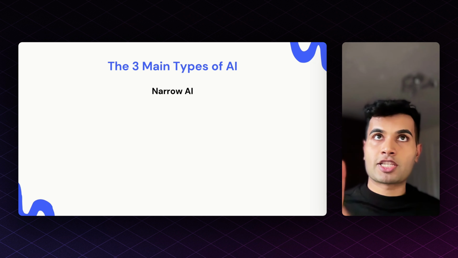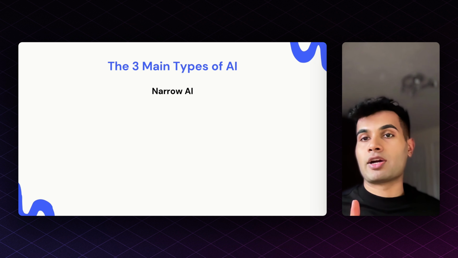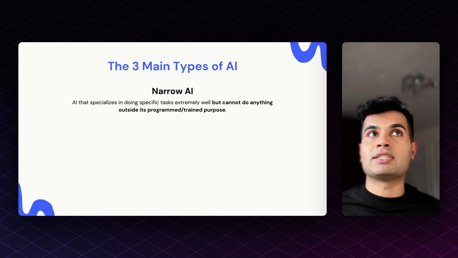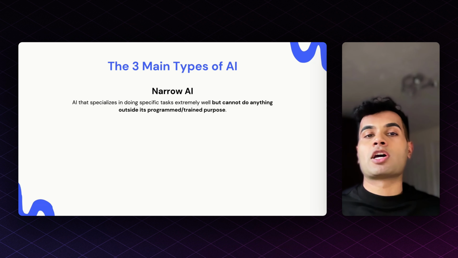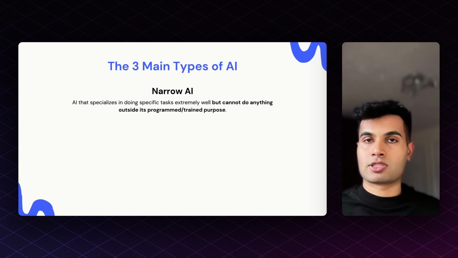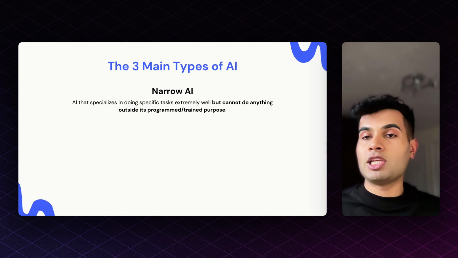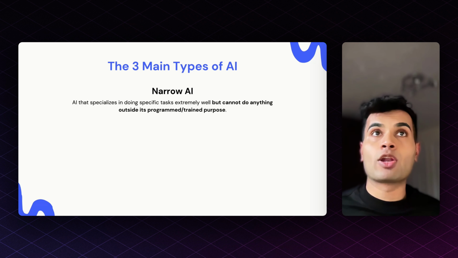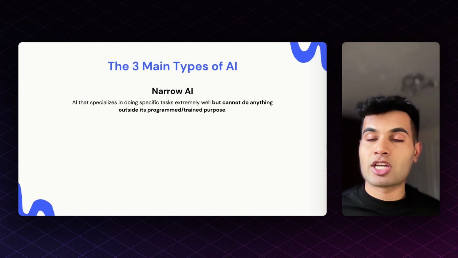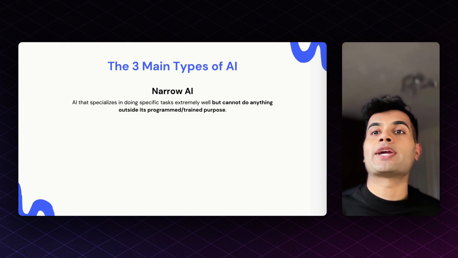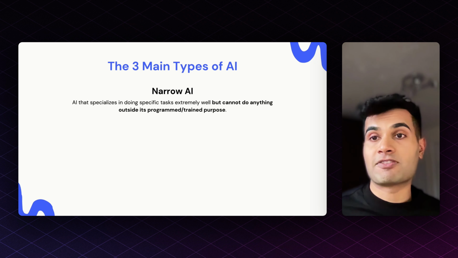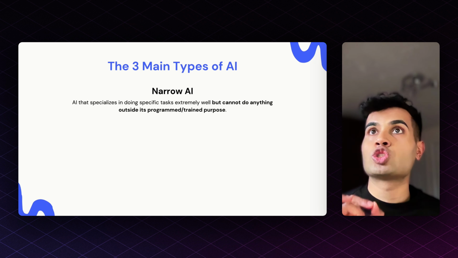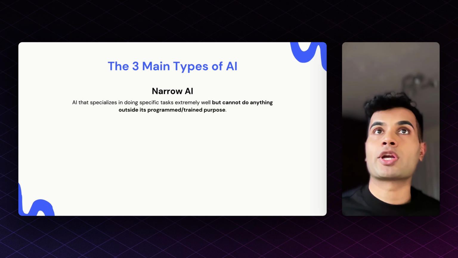Okay, the first one being narrow AI. And what that simply means is AI specializes in specific tasks, right? Extremely well, but the key part, it cannot do anything outside its programmed or trained purpose. That's very, very key right there, right? It cannot do anything outside of its programmed, trained purpose.